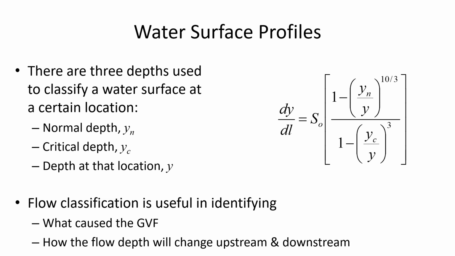So we're going to classify the water surface profile comparing these 3 depths. And it's useful to help us know what caused the gradually varying flow, and then also what's happening if we move away from the location of interest where we know the depth of flow.